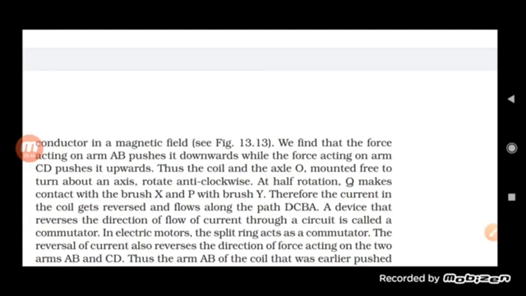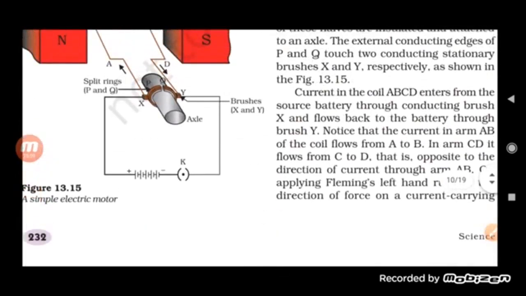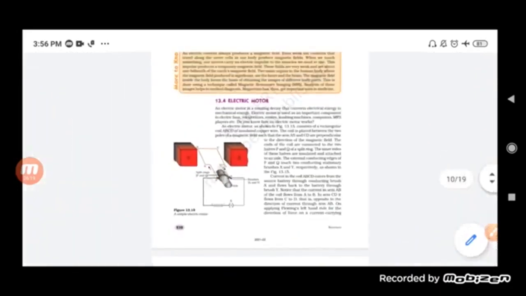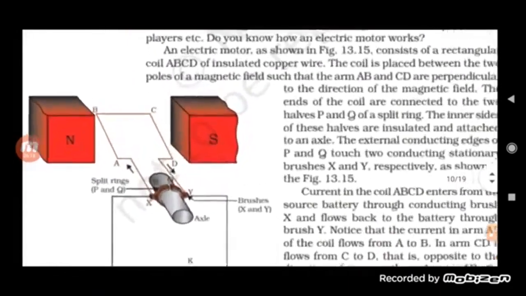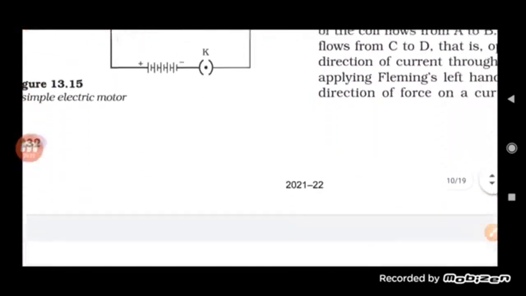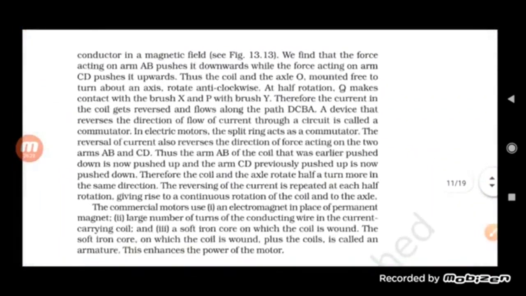But at half rotation, Q will make contact with brush X and P with brush Y. When the current reaches X, Q comes in contact with X, and P comes in contact with Y. Because of this, the current gets interchanged. The current which was moving clockwise starts moving anti-clockwise.